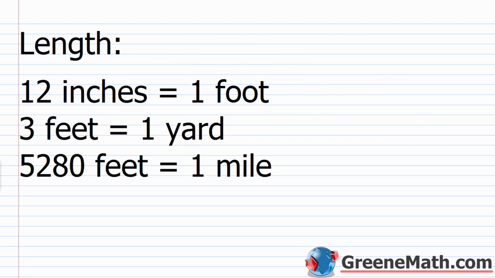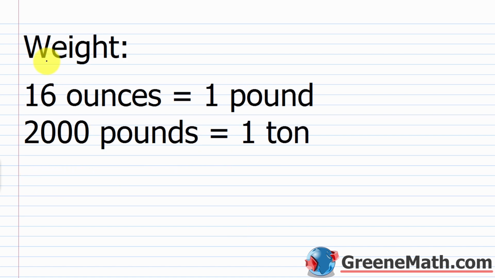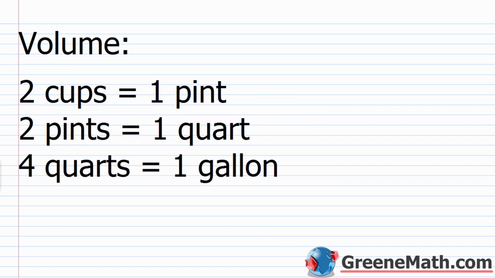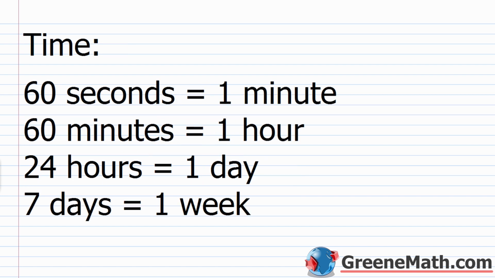All right, so we have here length. So here are 3 common ones. We have that 12 inches equals 1 foot. We have that 3 feet equals 1 yard. And we have that 5,280 feet equals 1 mile. All right, let's look at weight. We have that 16 ounces equals 1 pound. And we have that 2,000 pounds equals 1 ton. For volume, we have that 2 cups equals 1 pint, 2 pints equals 1 quart, and 4 quarts equals 1 gallon. And then lastly, for time, we have 60 seconds equals 1 minute, 60 minutes equals 1 hour, 24 hours equals 1 day, and 7 days equals 1 week.